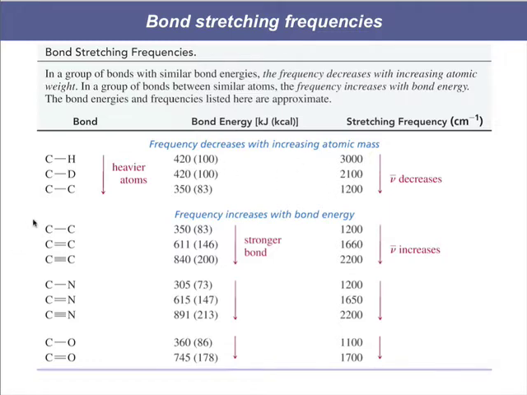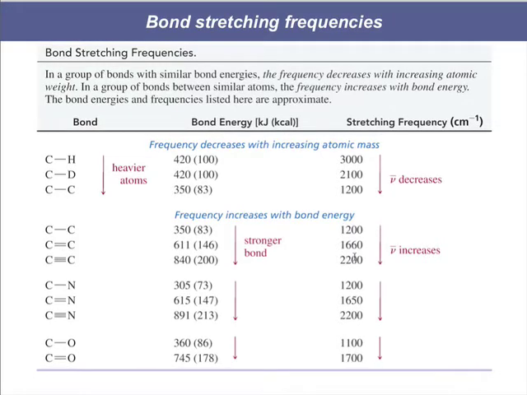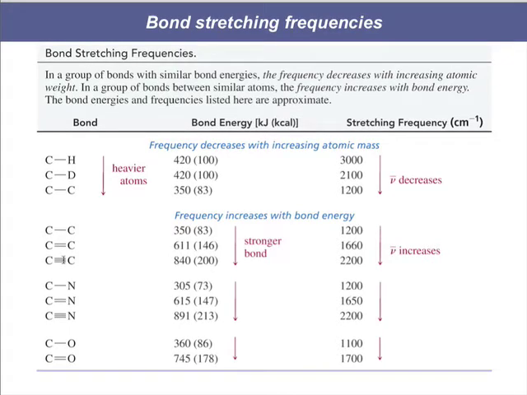Also, as we get a stiffer bond, say a triple bond versus a single bond, the vibration increases, the frequency increases. So again, imagine a loose spring as a single bond and a tight spring as a triple bond. If you flick those springs, the tighter spring is going to vibrate faster than the loose spring.